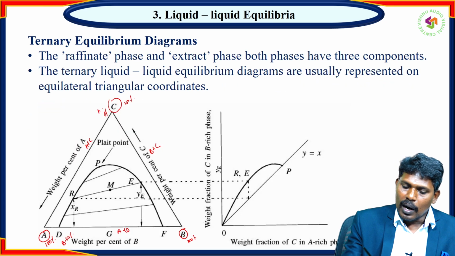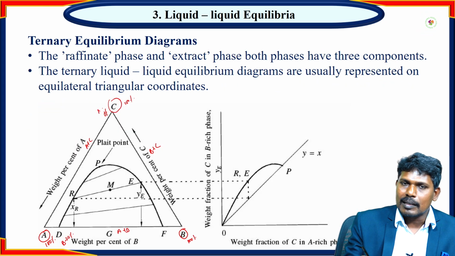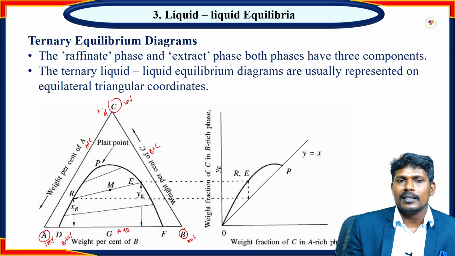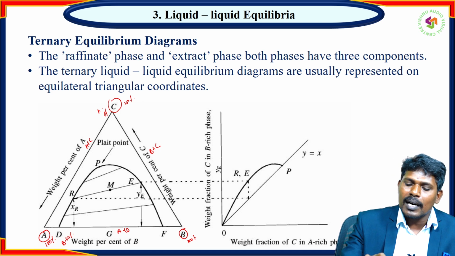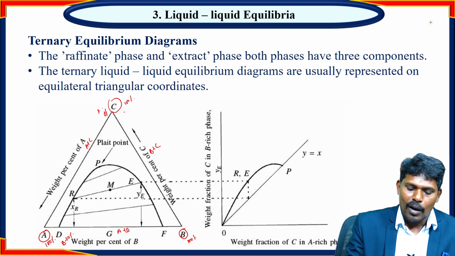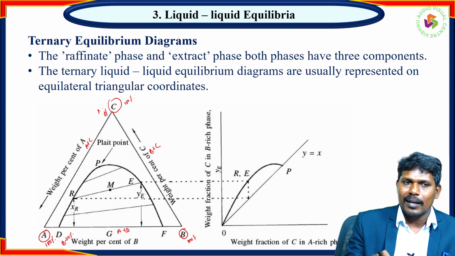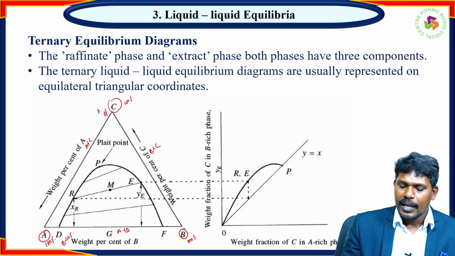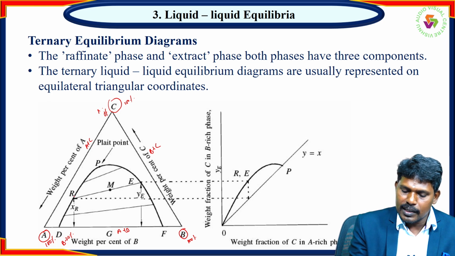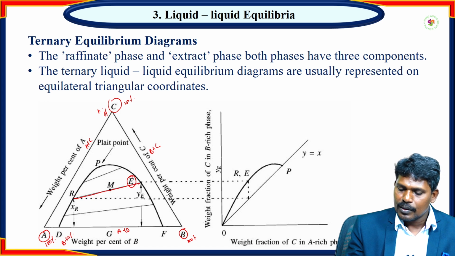So inside the triangular diagram, the three components A plus B plus C are there. On the apex, only the pure component is there. On the triangular side, two components are in equilibrium, but inside the triangle, three components are in equilibrium. Here R represents the raffinate, E the extract. So these compositions, and this is the equilibrium line.